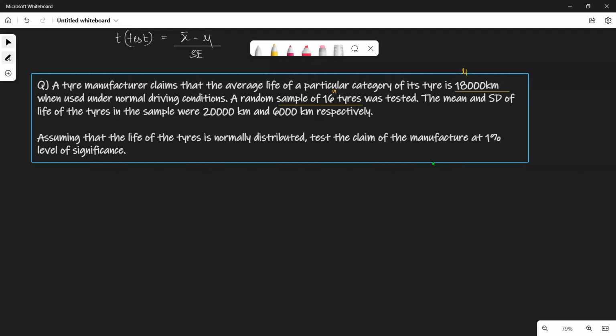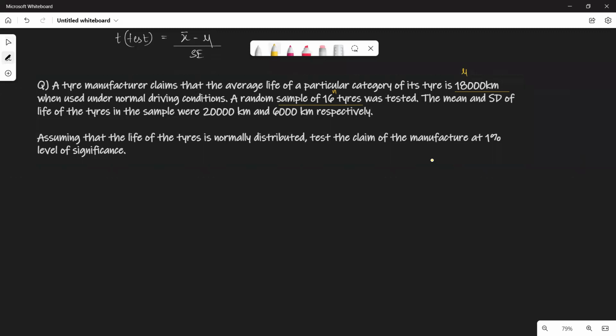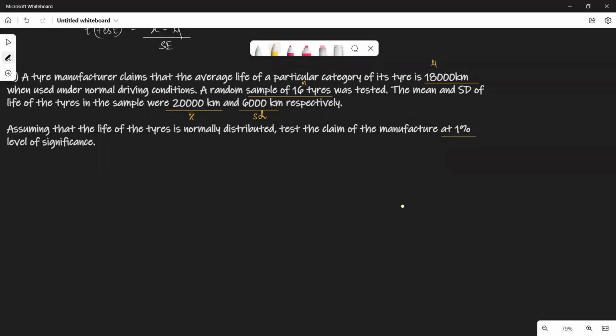The mean and standard deviation of life of the tire in the sample were 20,000 kilometers. So this is X bar, and this is the standard deviation. So all these values are given to you. Assuming the life of the tire is normally distributed, test the claim of the manufacturer at 1% level of significance. So the alpha value is also given to you.